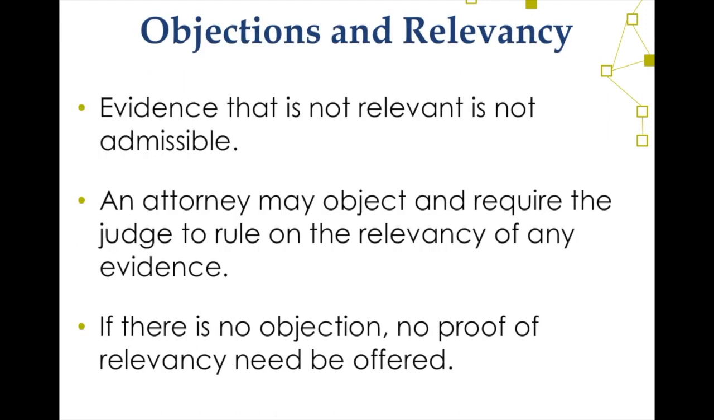Evidence that is not relevant is not admissible. An attorney then could object and require the judge to rule on the relevancy of any evidence. If there's no objection, no proof of relevancy is needed. Remember also, we want to get those objections on the record because if we feel that they're a constitutional violation or an issue of law, then we're going to want those on the record for a later appeal.